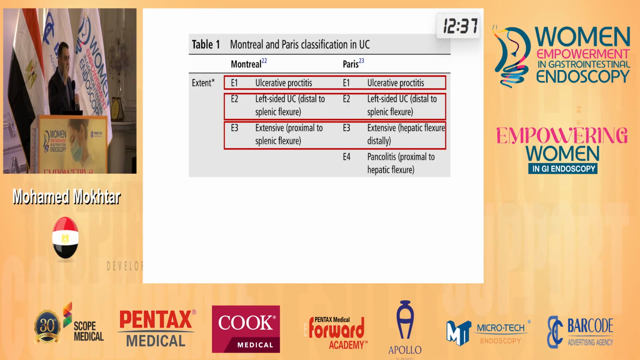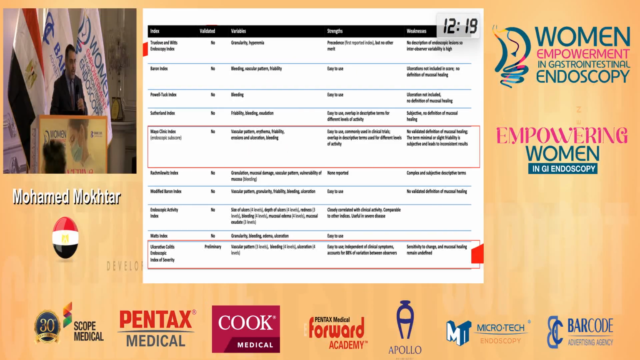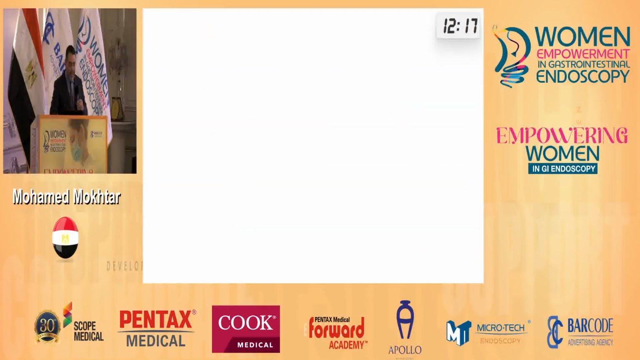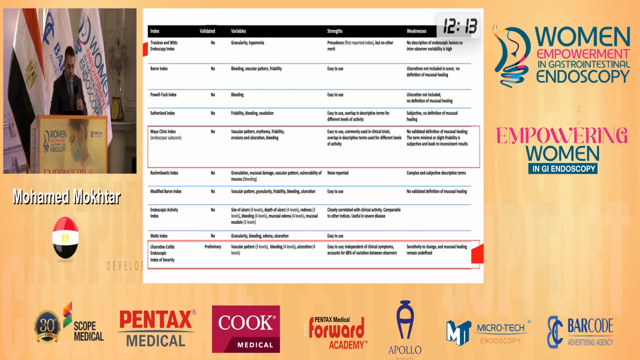So the difference between the two classifications is in E3 and E4. E3 in Montreal is any lesion extending beyond the splenic flexure. E3 in Paris is from the splenic to the hepatic flexure, and E4 is pancolitis. What about the severity? Many systems have been validated, but only the Mayo endoscopic score and the Ulcerative Colitis Endoscopic Index of Severity are validated and used in both clinical trials and clinical practice.